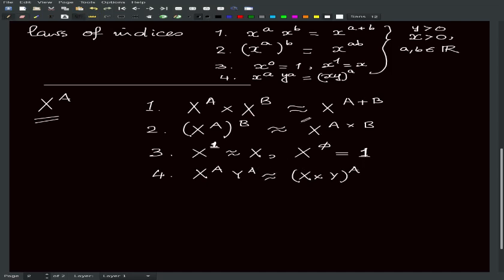Now what is this? This means bijective, and that is what we are going to learn now. Bijective, or one-to-one correspondence.